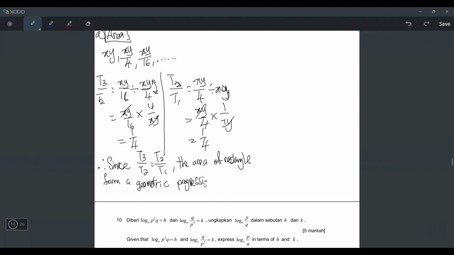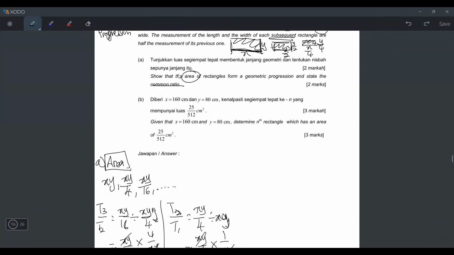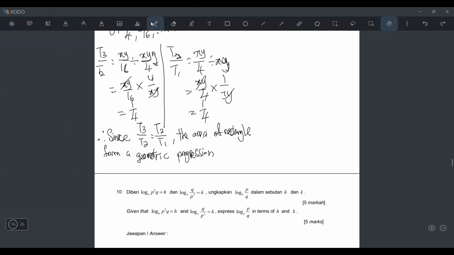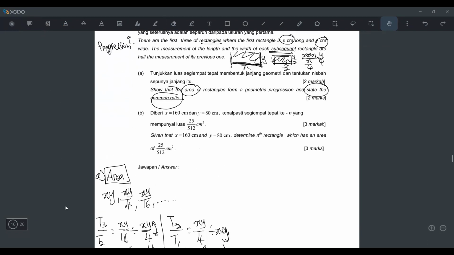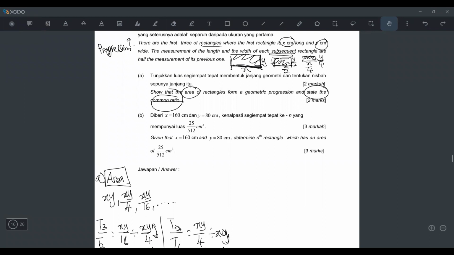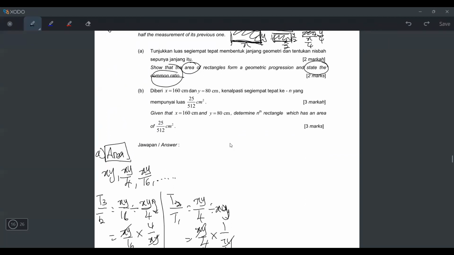But I think the question doesn't stop there. They still want you to do something, right? Show that the area of the rectangles form a geometric progression and also state the common ratio. So I should write and the r equals 1/4. Then you get full marks already. Because common ratio means r, right? And the r formula is taking T2 divided by T1 or T3 divided by T2, which is 1/4. That's why in the beginning I said the area will get 4 times smaller, not 2 times smaller. So hope you understand. Okay, let's go to B now.